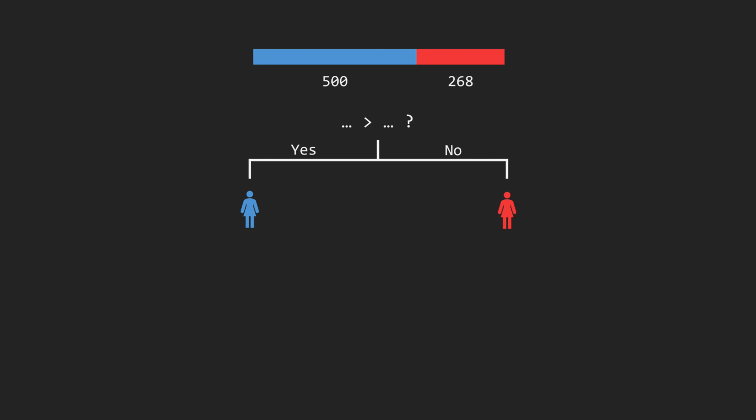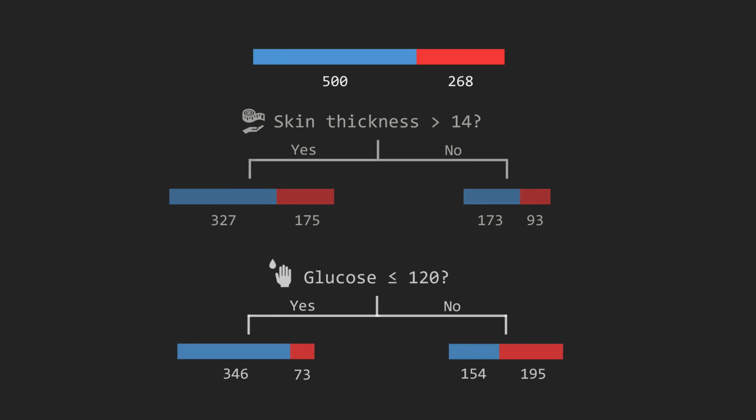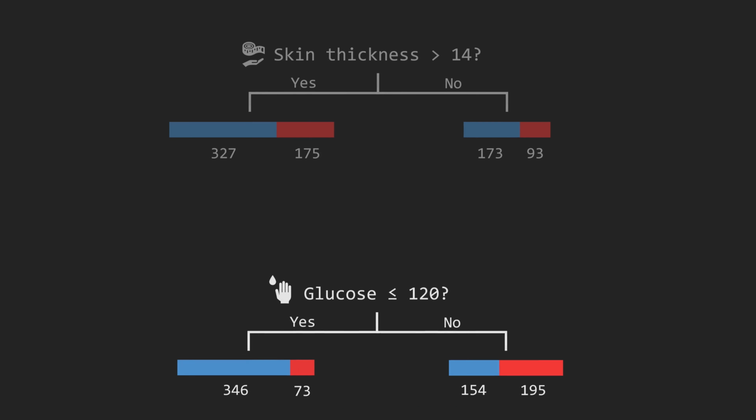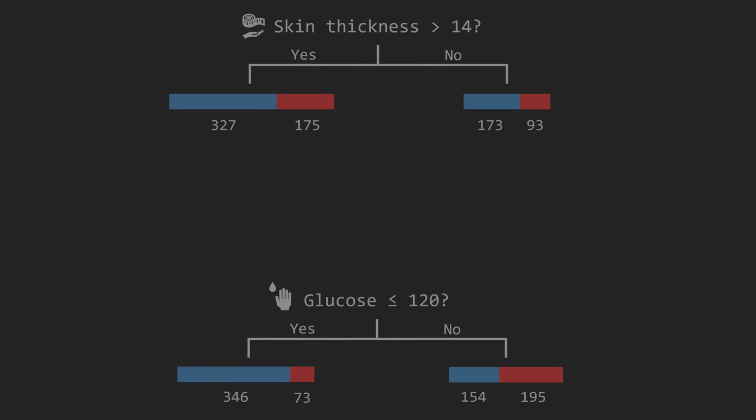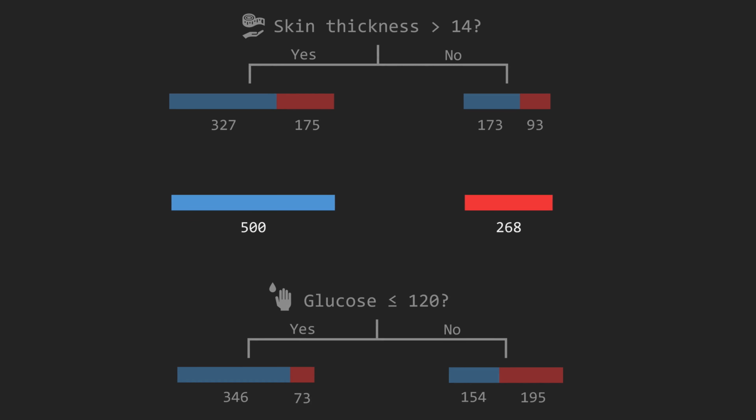So, let's first try with a skin thickness and maybe glucose. Which one is a better question? Which one makes a better split? We see that neither is perfect, and patients from both classes are mixed in both yes and no answers. Let's compare these two with our perfect imaginary question and check which is closer to our goal.